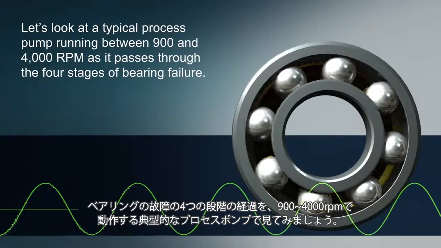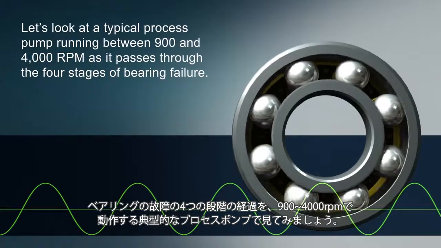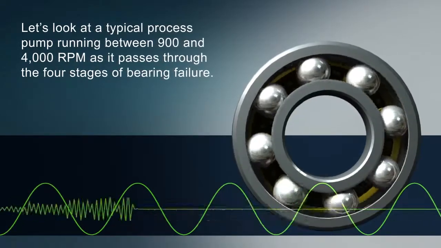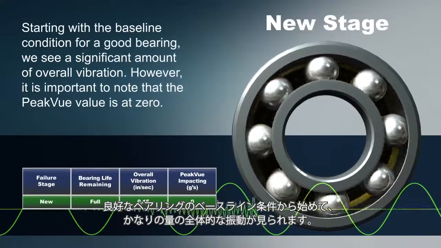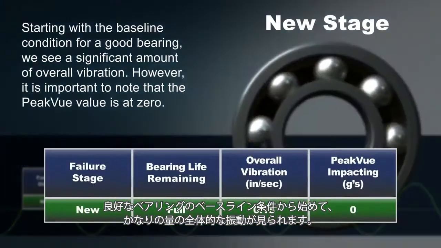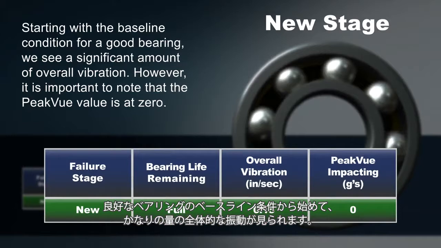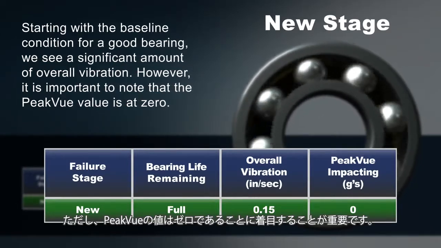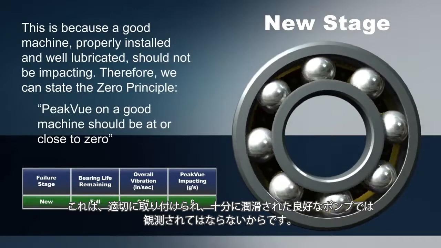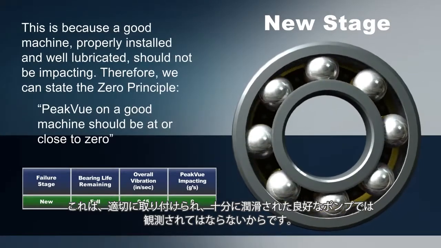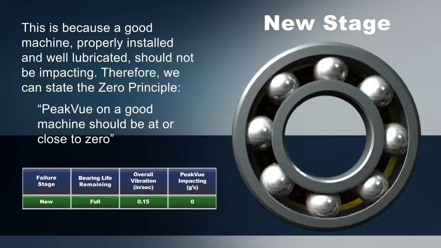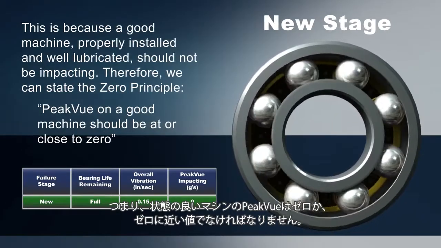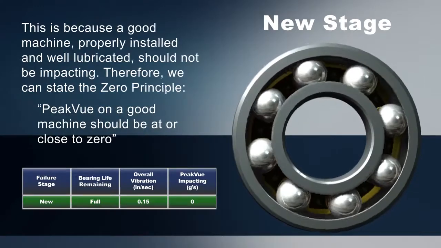Let's look at a typical process pump running between 900 and 4,000 RPM as it passes through the 4 stages of bearing failure. Starting with the baseline condition for a good bearing, we see a significant amount of overall vibration. However, it is important to note that the PeakVue value is at 0. This is because a good machine, properly installed and well lubricated, should not be impacting. Therefore, we can state the 0 principle. PeakVue on a good machine should be at or close to 0.